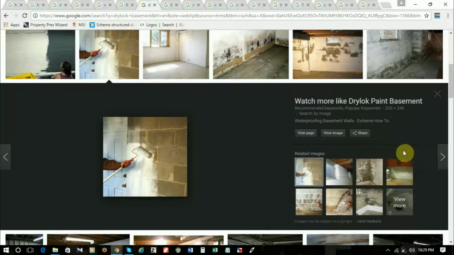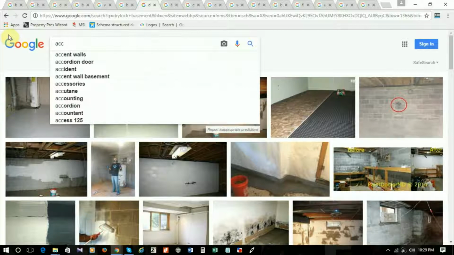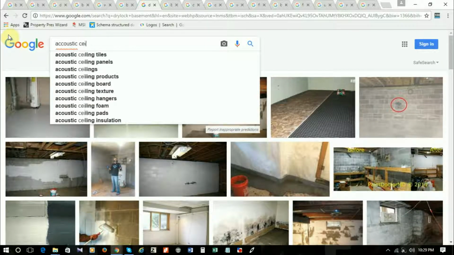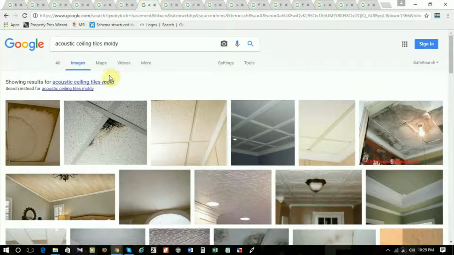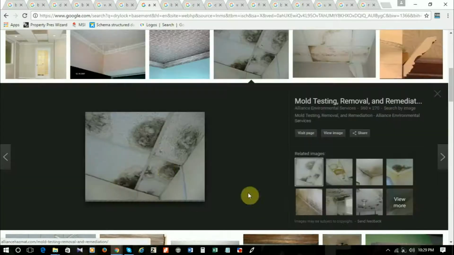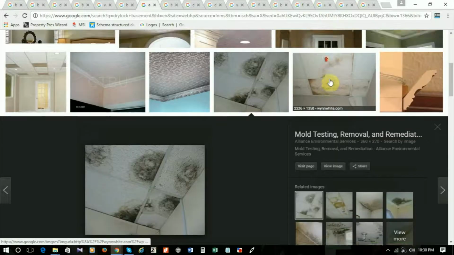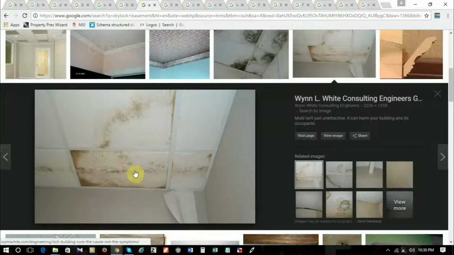An exception to bleach clean and painting is for acoustic ceiling tiles. Refer to my previous video if you do not know what an acoustic ceiling tile is. But if the tiles have water stains or have mold growth, they have to be removed. So again, let's just see what an acoustic ceiling tile is. So there you have it. Ceiling tiles. They're moldy, and all of these need to be removed if you see them as such.